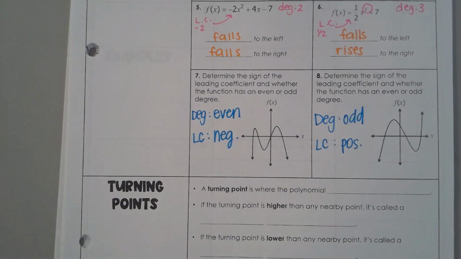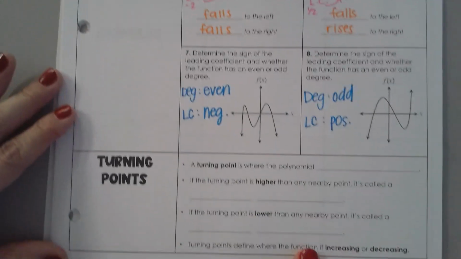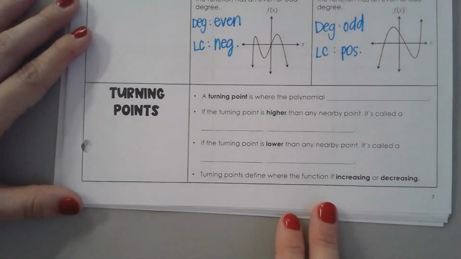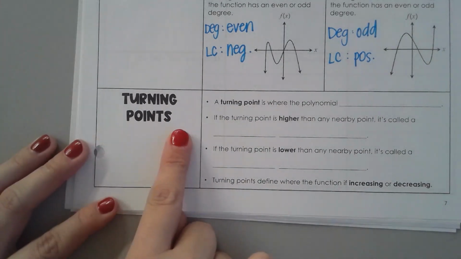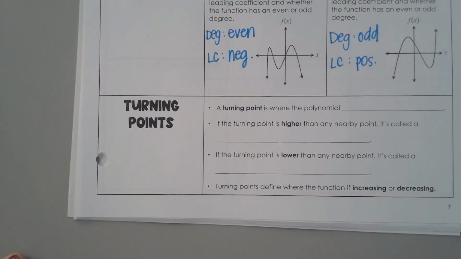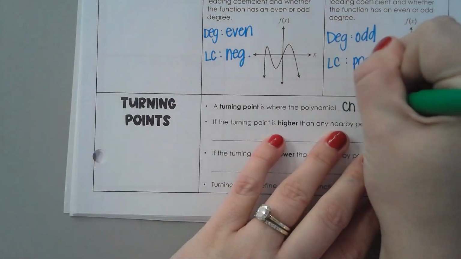All right. The next thing that we're going to talk about with the graphs are what are called turning points. You have to be able to find these. You do it in the calculator. It's not hard. But a lot of the rest of the unit depends on these turning points. So a turning point is where the polynomial changes direction.